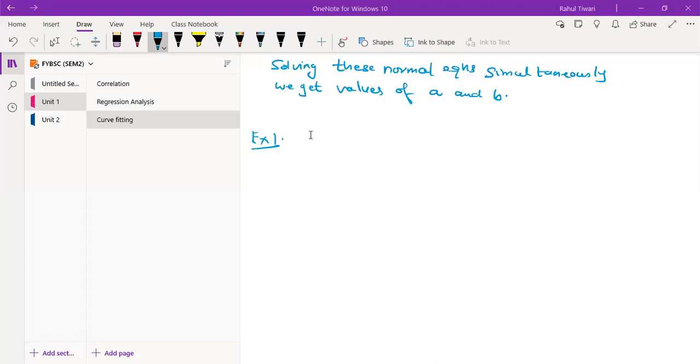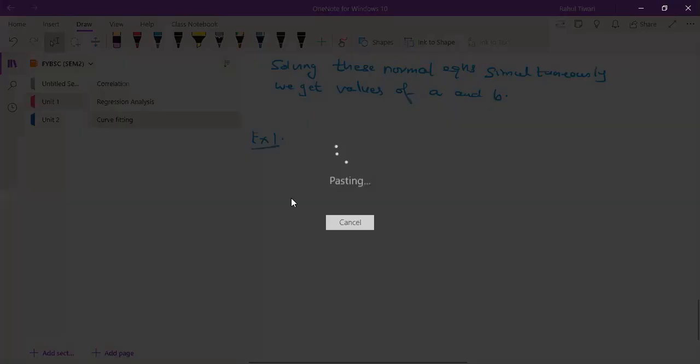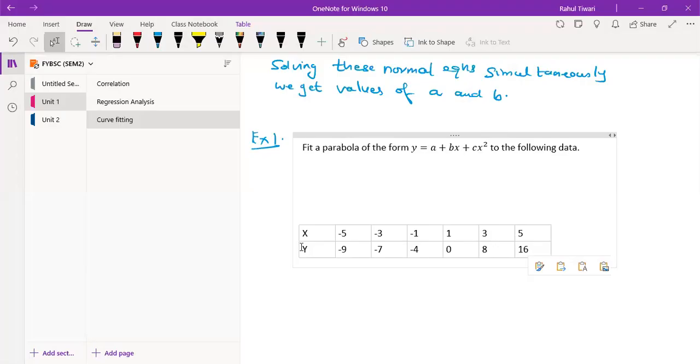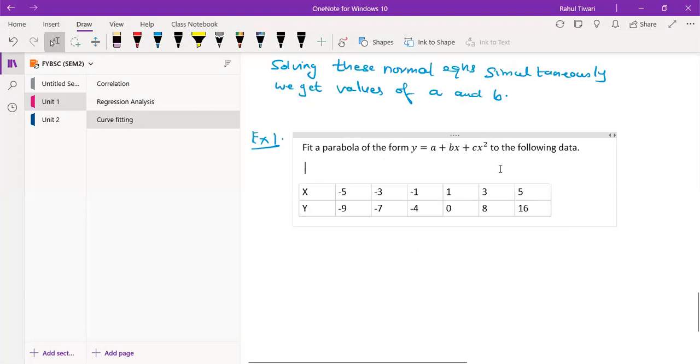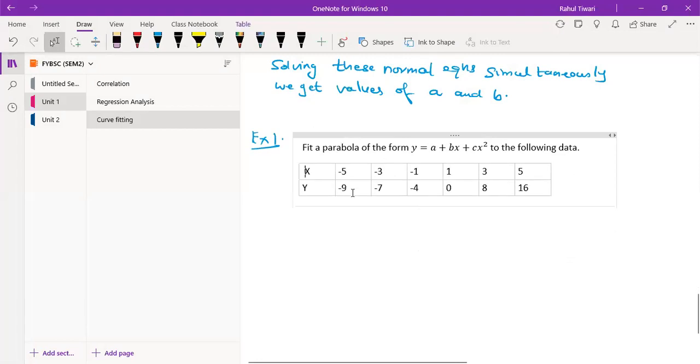So I'm just checking this data so that you can see this. Are you able to see this problem? Yes, everyone? Okay.